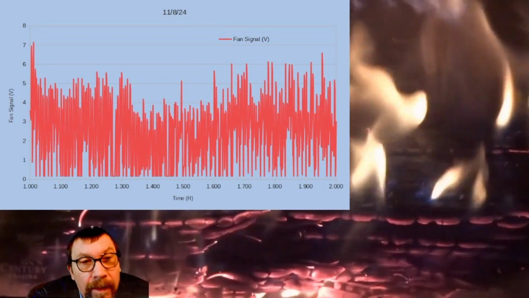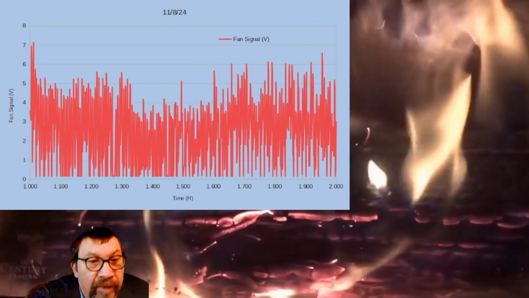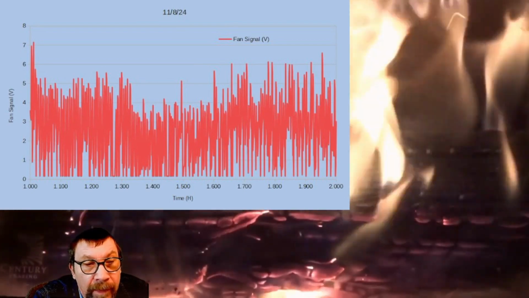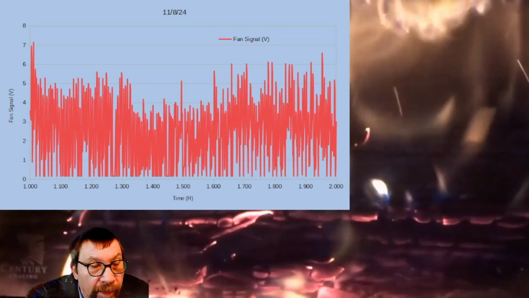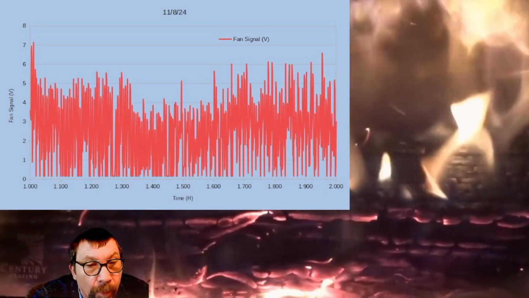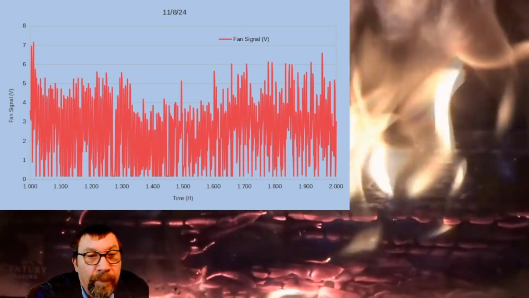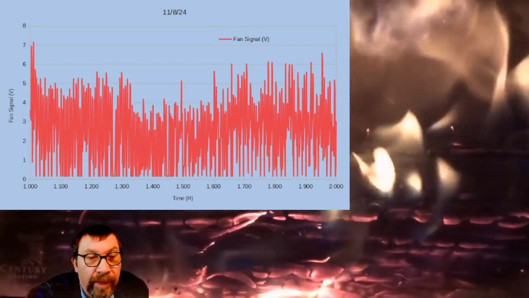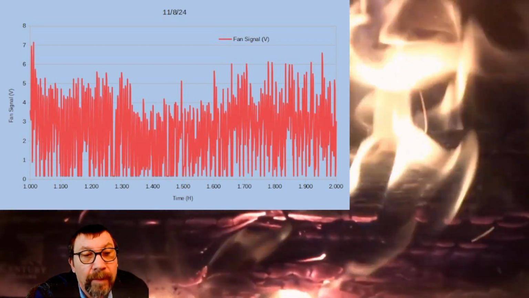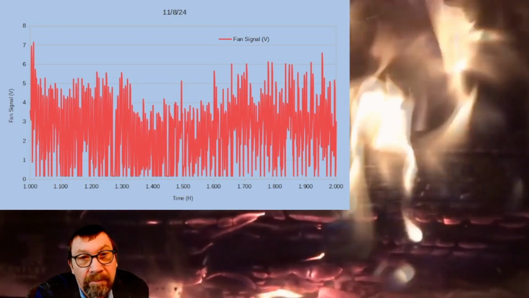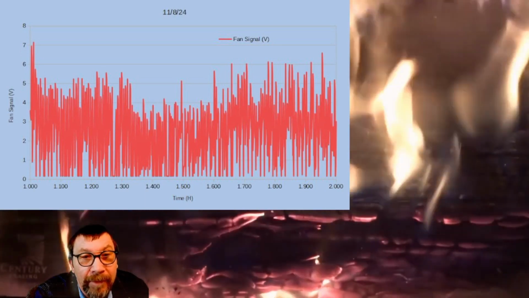This is my fan control. You can see I'm sending spikes of voltage to the fan to speed it up and let it spin down. This has been what I found to be the best way to control fire in a wood stove. One, you already have to have a draft established, and so we're simply pushing the flame from one side to the other. It just works better for cleaner burning. And this is what the graph looks like. It looks like the fan is speeding up and slowing down.